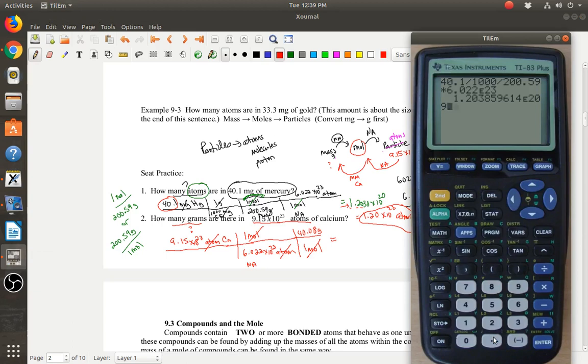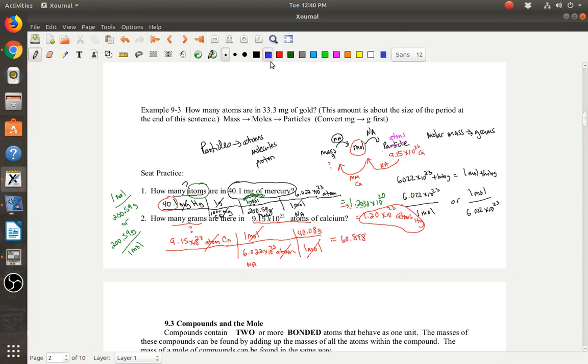Alright, so 9.15, it's the scientific notation, so second function, double E, 23. Alright, now I'm going to divide it by Avogadro's number, 6.022. Second function, right here, double E, right there, 23. And then I'm going to multiply it because it's on the top, times 40.08, and get my answer, 60.898.